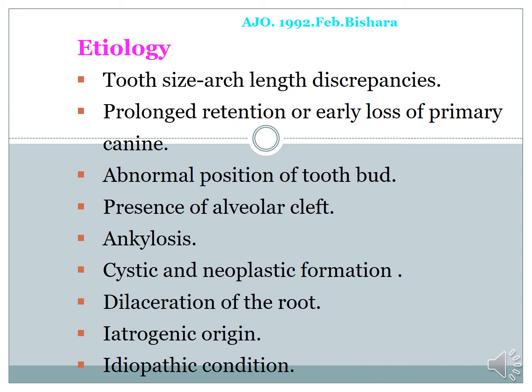Looking at the etiology of canine impaction, it is due to the tooth size, arch length discrepancy. There is a prolonged retention or early loss of primary canine, abnormal position of the tooth bud, presence of alveolar cleft, ankylosis of the tooth, cystic and neoplastic formation, dilaceration of the tooth, iatrogenic origin, idiopathic condition.